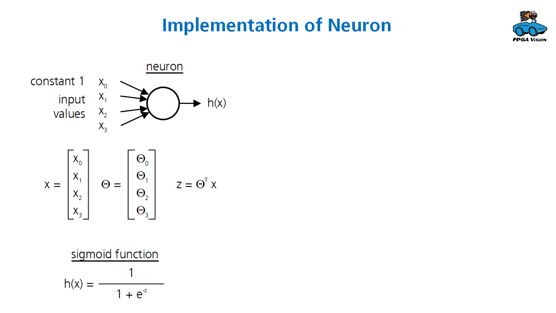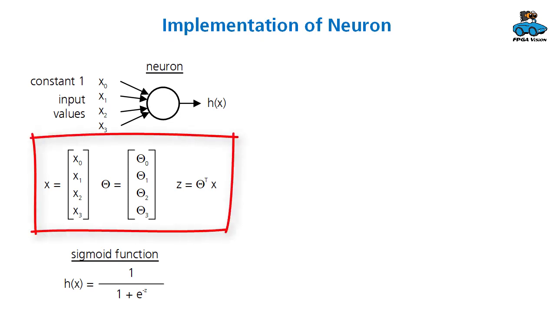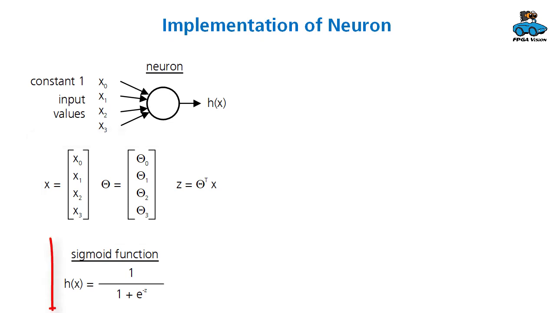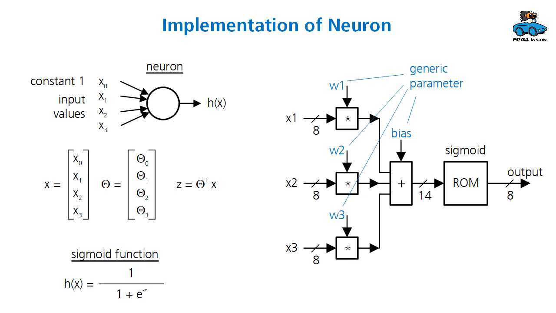For the implementation of the neuron, we had the general information about the function in a previous lecture. We have a combination of several input values with the parameters theta and then the sigmoid function. This structure can be translated into hardware. Here we have the inputs x1, 2, 3 with 8-bit. Then we have generic parameters for the multiplication, w1 to w3. We add them together and we also add the bias. Then we get a value where we choose 14-bit as a word width. This goes into a ROM where we have stored the sigmoid function, and as the output again we use 8-bit.